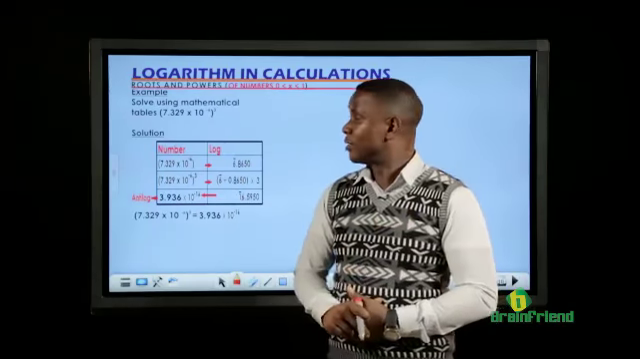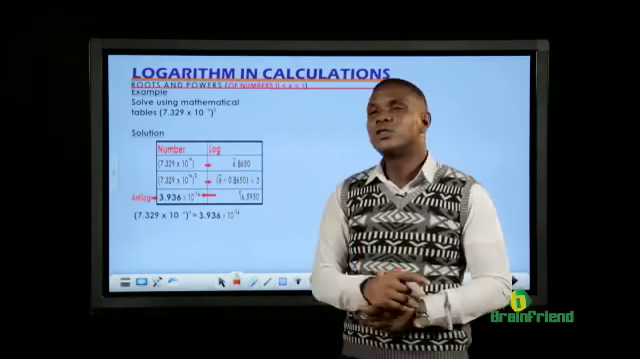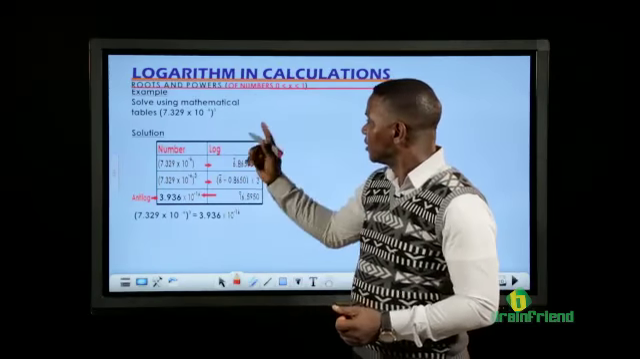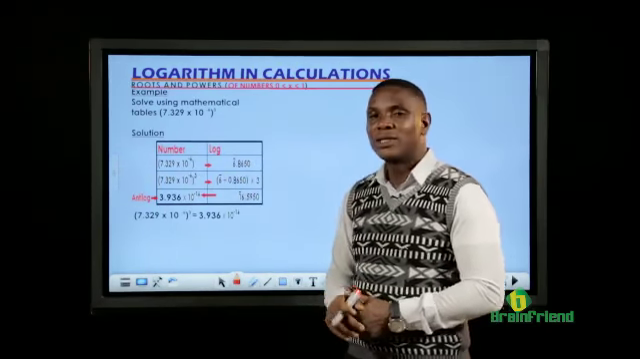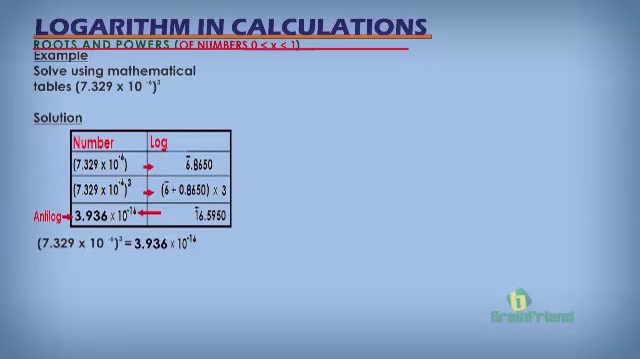Let's take a look at this example here. We've been asked to solve, using mathematical tables, 7.329 times 10 raised to the power 6, all raised to the power 3. To do this again, we simply lay out our table. 7.329 times 10 raised to the power 6 would give us, as logarithm, the integral part. If we lay this out, we would simply have our integral as bar 6. This bar 6, of course, is minus 6, but we annotate it as bar 6.